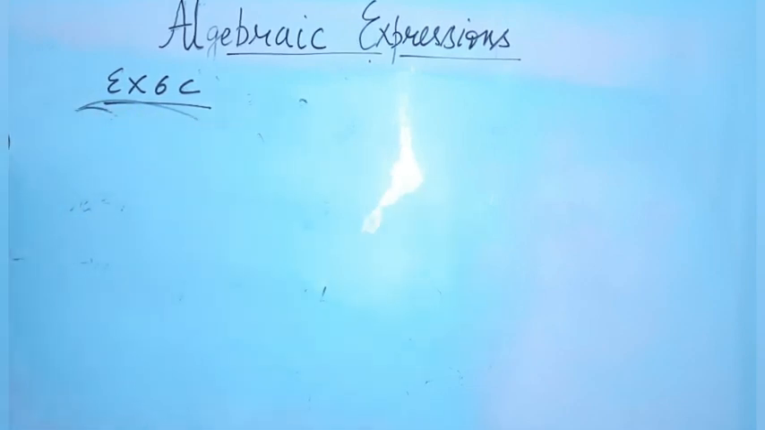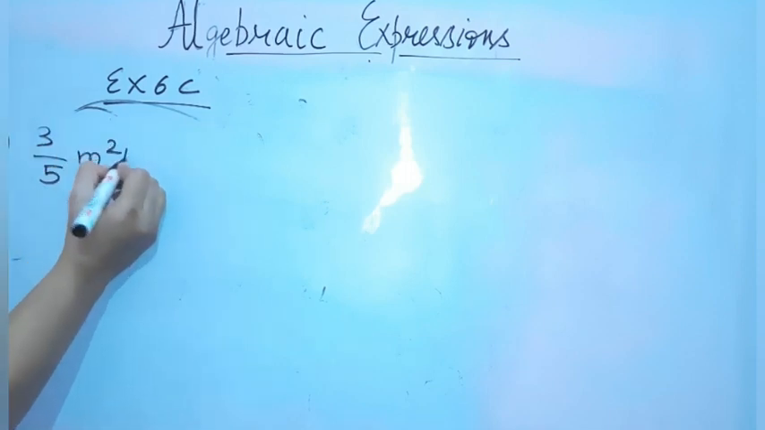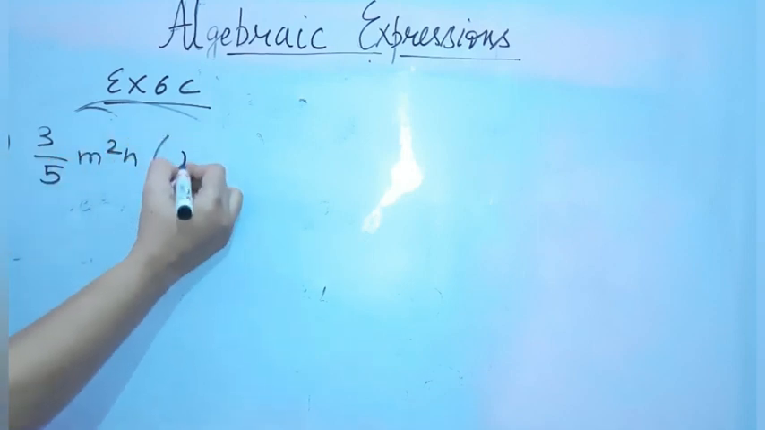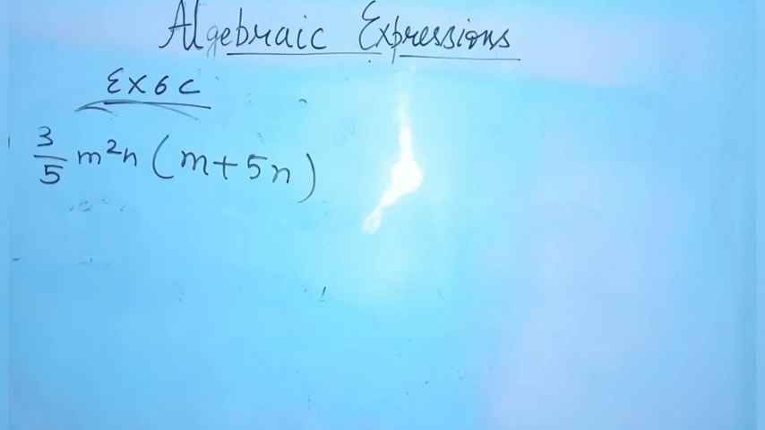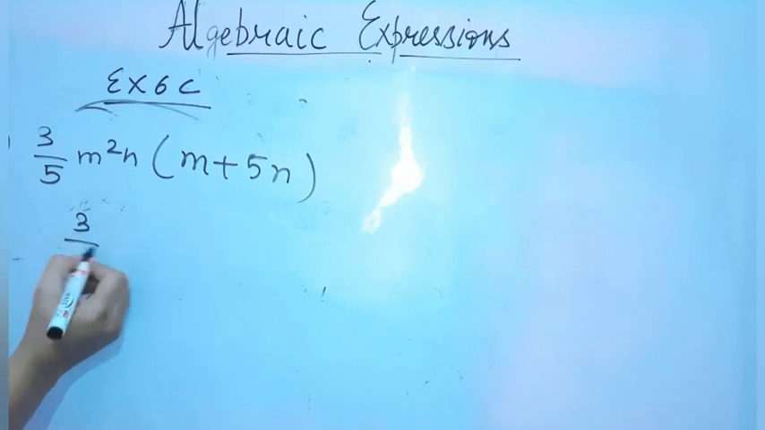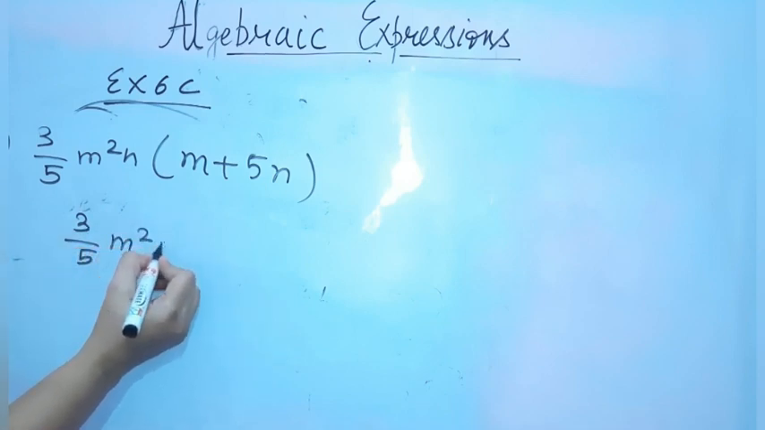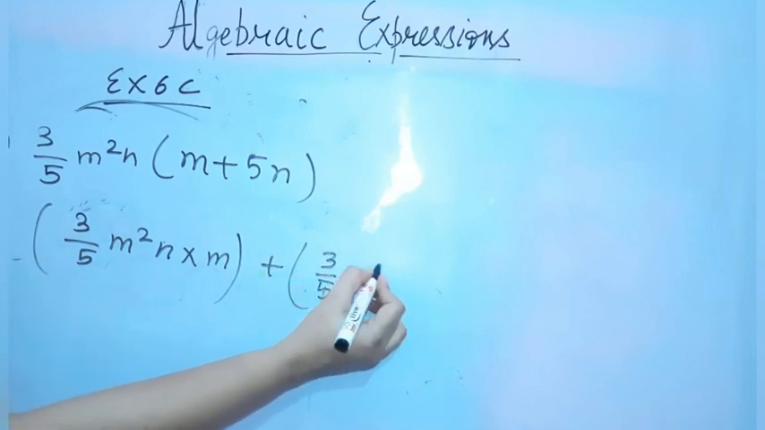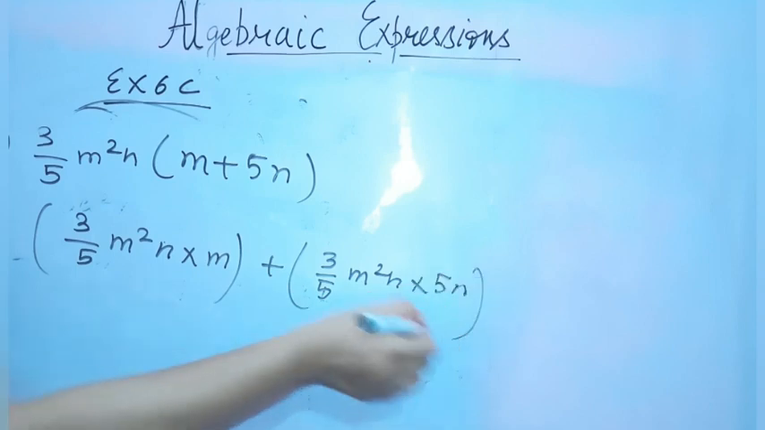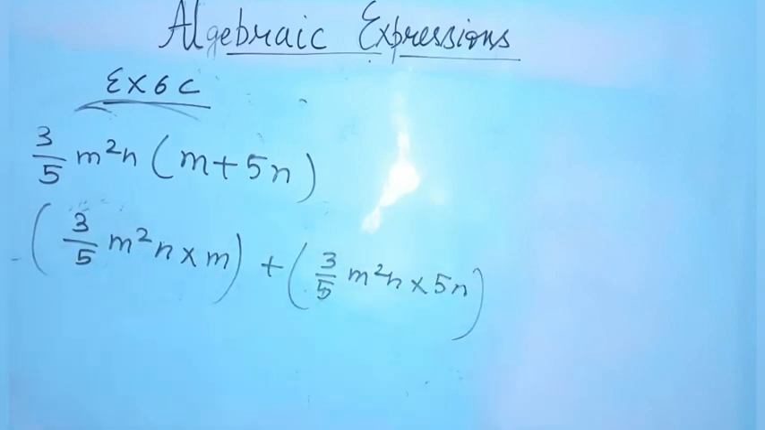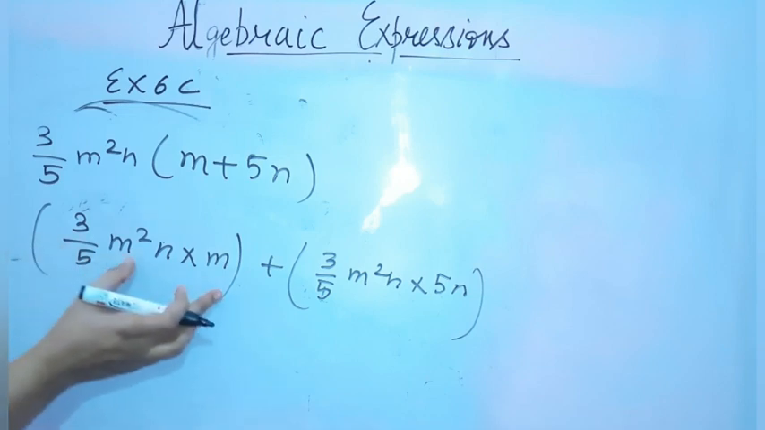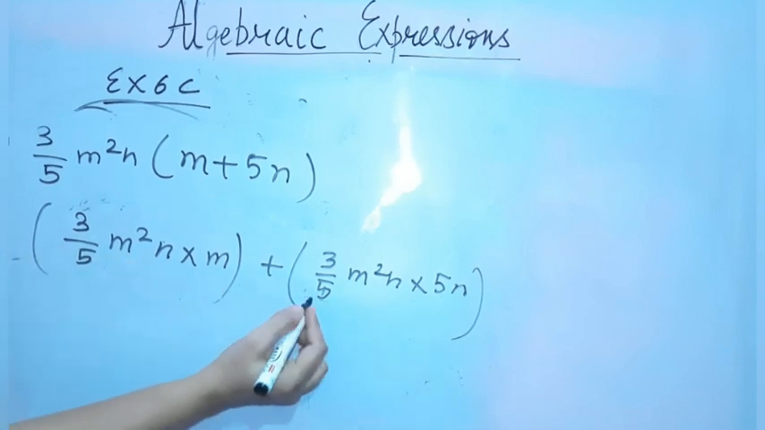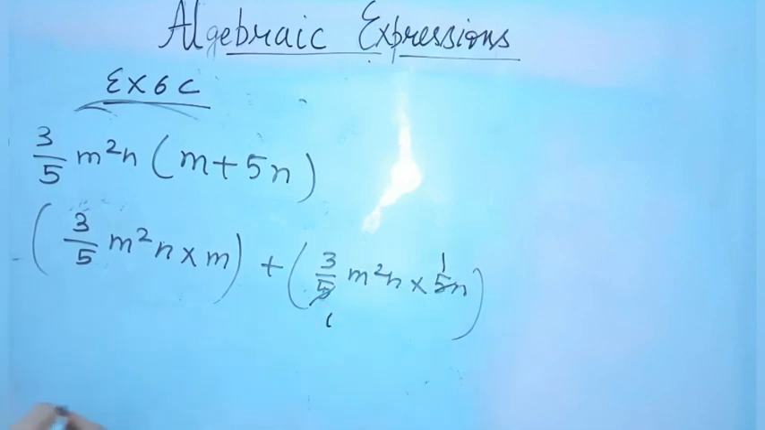So question number 7 is 3 upon 5 m square n, within bracket m plus 5n. Okay students. Now this same term will be multiplied by both the terms. So 3 upon 5 m square n multiplied by m, bracket closed, 3 upon 5 m square n multiplied by 5n. Now we have to check whether anything can be reduced or not. As I found here, nothing can be reduced, but in the second expression 5 ones are 5, so it can be reduced.